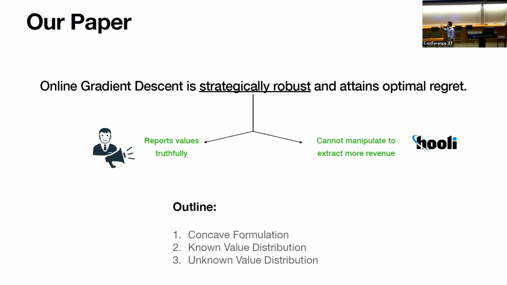So the outline for the rest of the talk is, first I'm going to describe a concave formulation for bidding in first price auctions, pure strategy bidding in first price auctions. We're going to leverage this formulation both for our analysis, which I'm not going to present here, and the algorithm. We're going to apply gradient descent to this formulation, show that it has all the good properties you need, and then extend it to the setting where you don't know the value distribution, and you can still extend that algorithm.